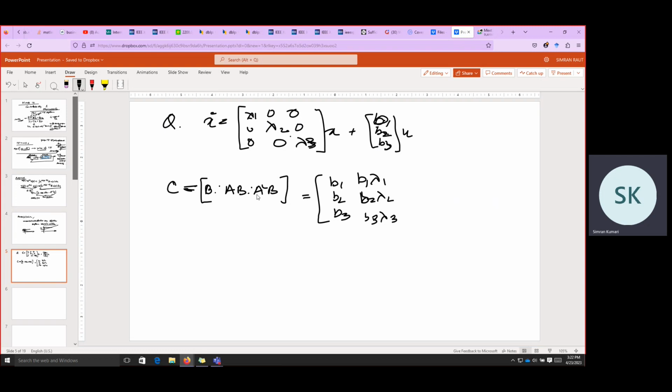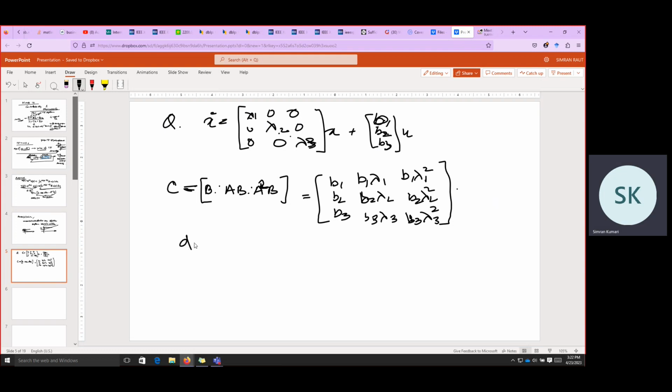Okay, and then we have A square. So A square is simply lambda 1 square, lambda 2 square, lambda 3 square. And we again multiply this, we'll get B1 lambda 1 square, B2 lambda 2 square, B3 lambda 3 square. So this is the controllability matrix.